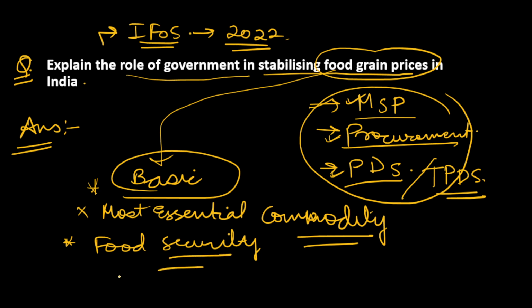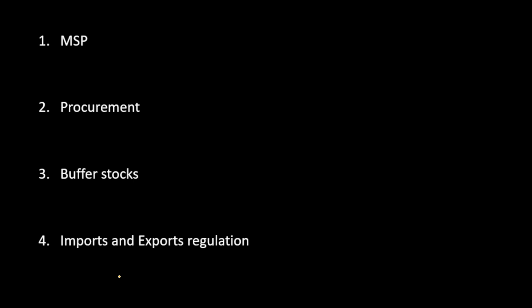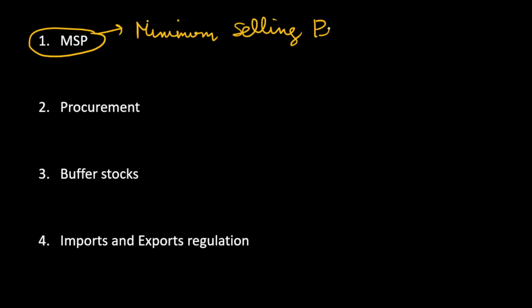So we will see what is the government role, what are the elements of government which are impacting food grain prices. First one is the MSP. We all know it, that is minimum selling price. We will not go into that much detail. We will just know that it is a floor price set up by the government. A floor price, that is, it is the lowest limit of the price.